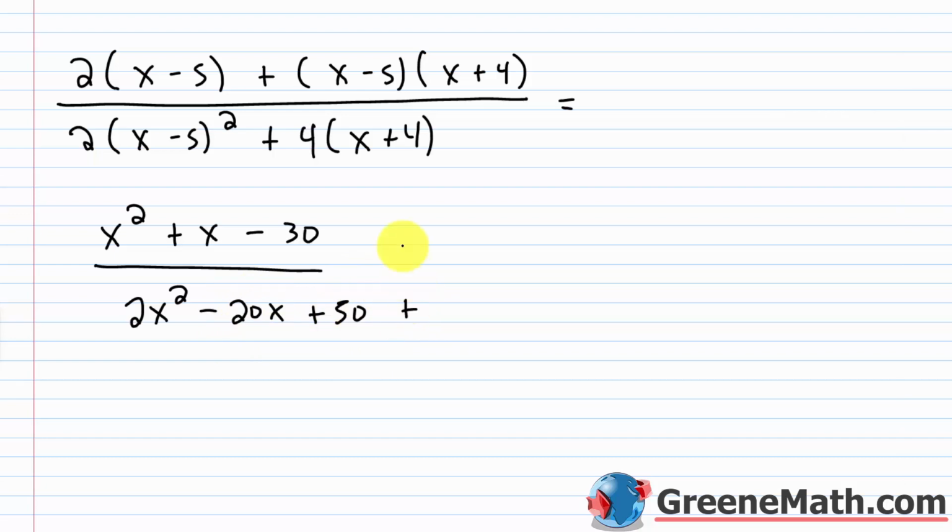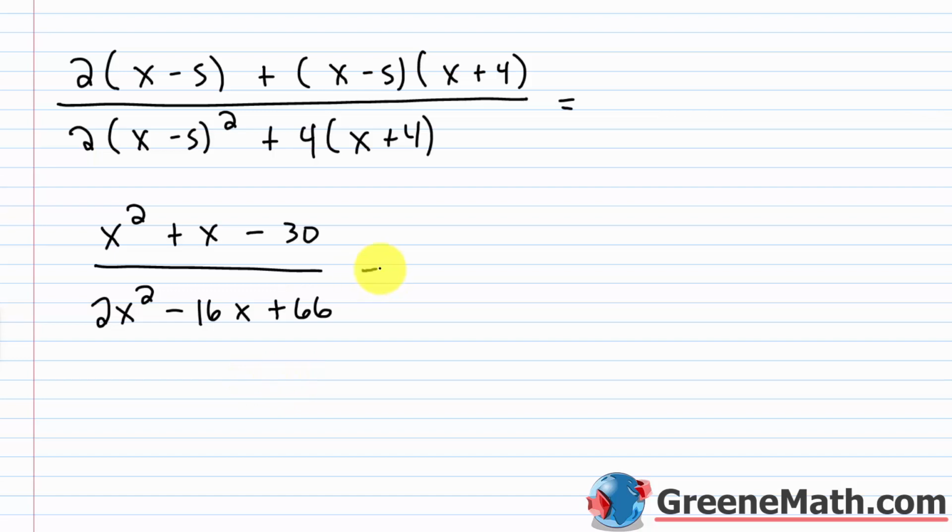Okay. Then plus, you have 4 times x, which is 4x. Then plus, you have 4 times 4, which is 16. So what can I do here? You have 2x squared, nothing to combine with that. You've got negative 20x and 4x. That would give me negative 16x. Then you've got 50 and 16. That would give me 66. Let me kind of slide this down so it matches up.